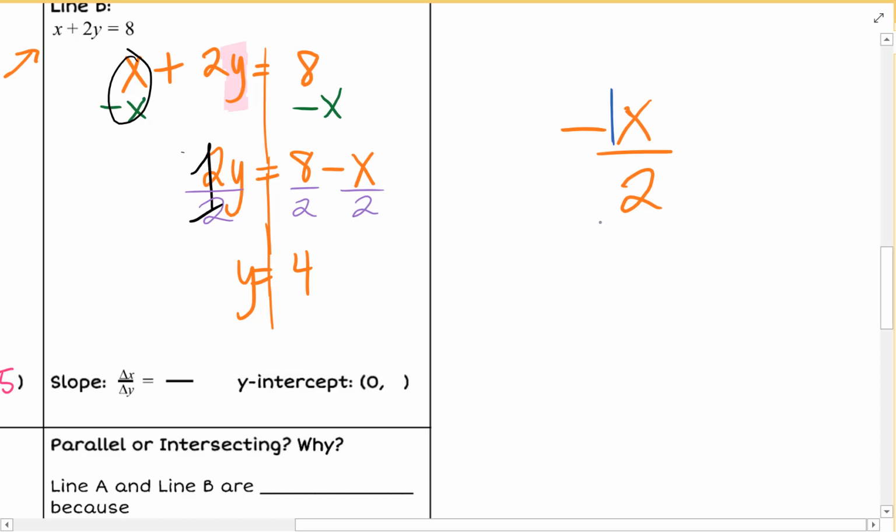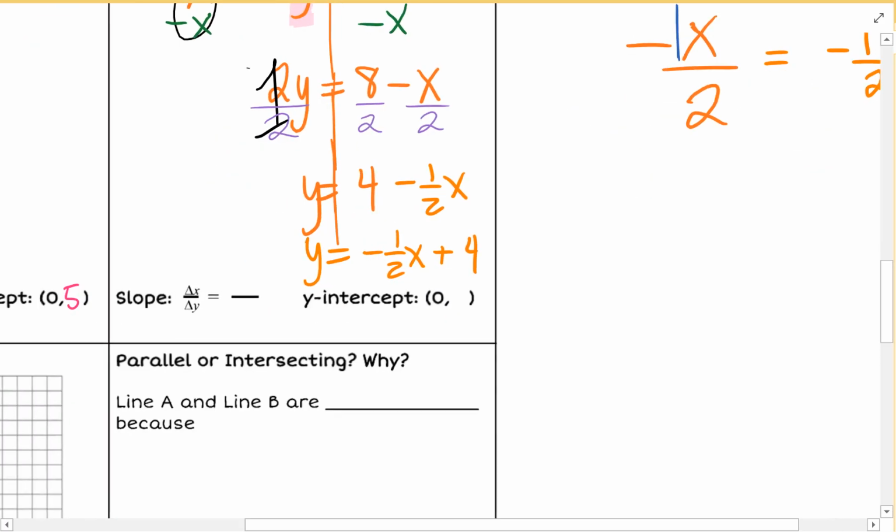I like to write the slope as a fraction times x. So this will become negative 1 over 2 times x. If we were to write that with the x part first, the negative 1/2 x would go in the front, and 4 would stay positive over here. So my slope would be negative 1/2, and my y-intercept is 4.